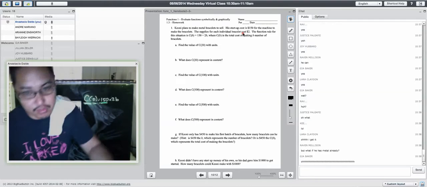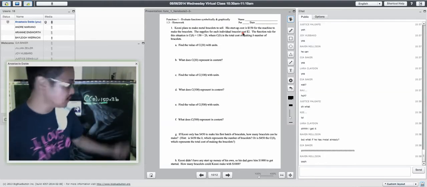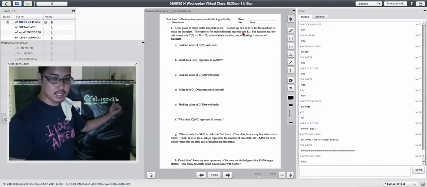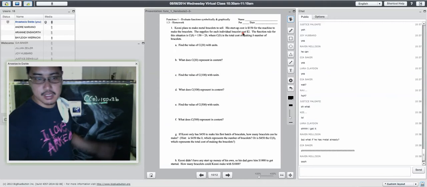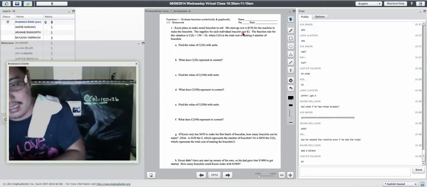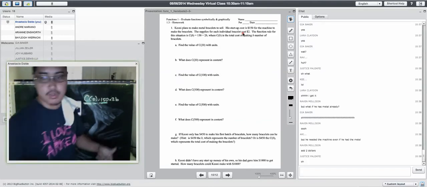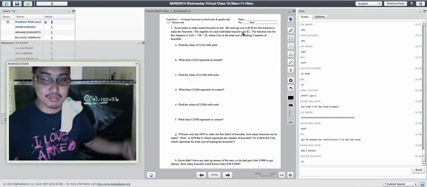That's the initial cost of the machine. Plus, for every bracelet you want to make, it costs $2 more. I'm explaining to you where this equation comes from. This equation is basically the equation representation of that sentence. So, well, exactly, Raven. You add $2 for every bracelet you want to make.